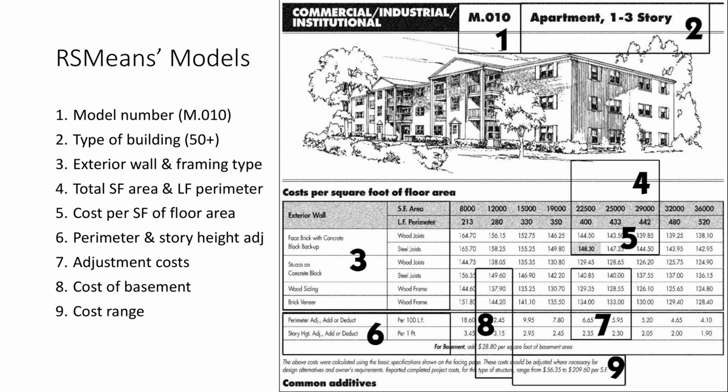Finally, at the bottom, the model reports a cost range. This is critical. Means is explicitly telling you that this output is not a single number, but a range based on historical variation. The key takeaway is this: a Means model does not give you the answer. It gives you a defensible starting point built on assumptions, averages, and geometry, meant to be adjusted, judged, and communicated as a range at schematic design.